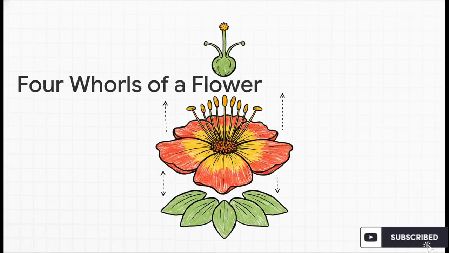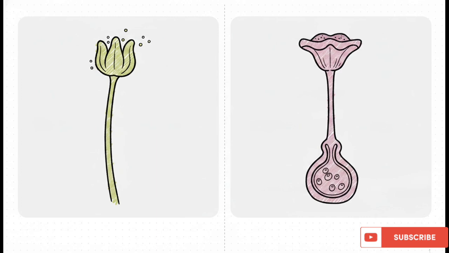Then we hit the actual reproductive organs. The androecium, or the stamens, is the male reproductive part, and right smack in the center is the gynoecium, also called the carpel or pistil, which is the female reproductive part. Okay, let's compare the male and female organs directly so we can really understand how they work.